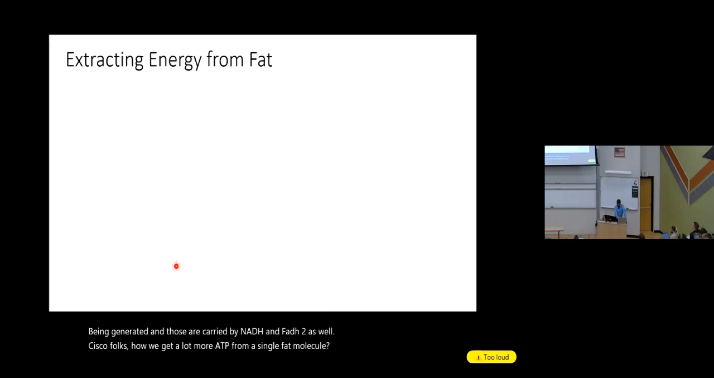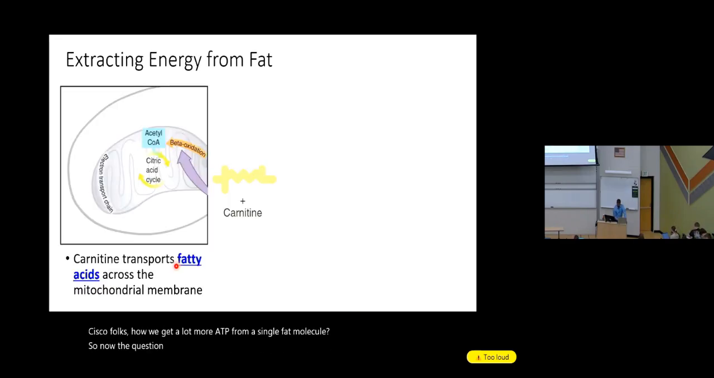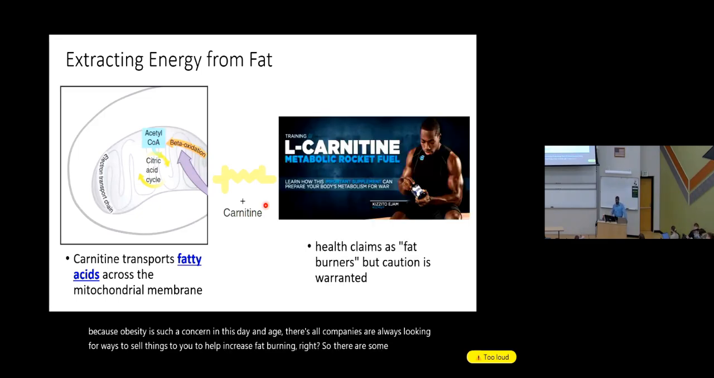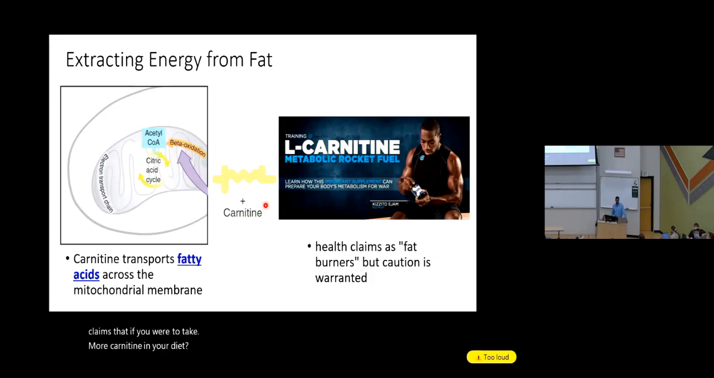Okay. So now the question is, how does the fat get into the mitochondria, right? There is a molecule known as carnitine, which is able to transport the fat into the mitochondria. And because obesity is such a concern in this day and age, companies are always looking for ways to sell things to you to help increase fat burning, right? So there are some health claims that if you were to take more carnitine in your diet, that can help increase the amount of fat being burnt, right?